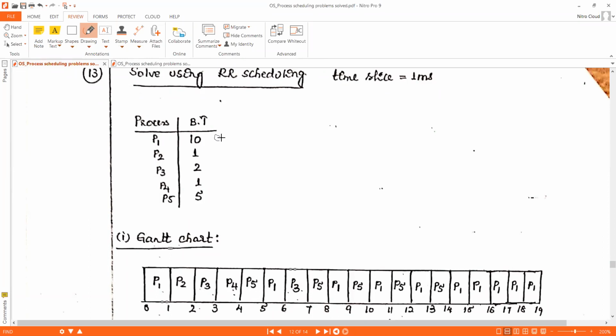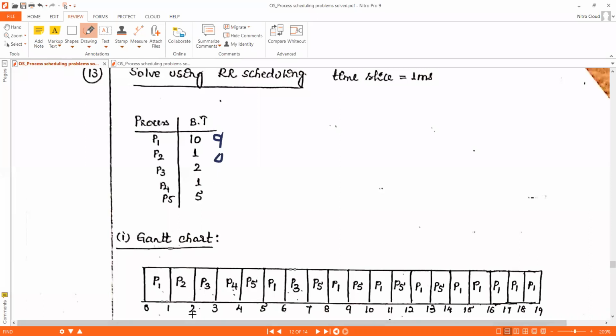So what is the remaining burst time for process 1? It is 9 milliseconds. Then the CPU will be given to process 2. Process 2 will be executed by the CPU for 1 millisecond. What is the remaining time now? Process 2's remaining time is 0. That means process 2 completed its execution. Next, the CPU will be given to process 3.